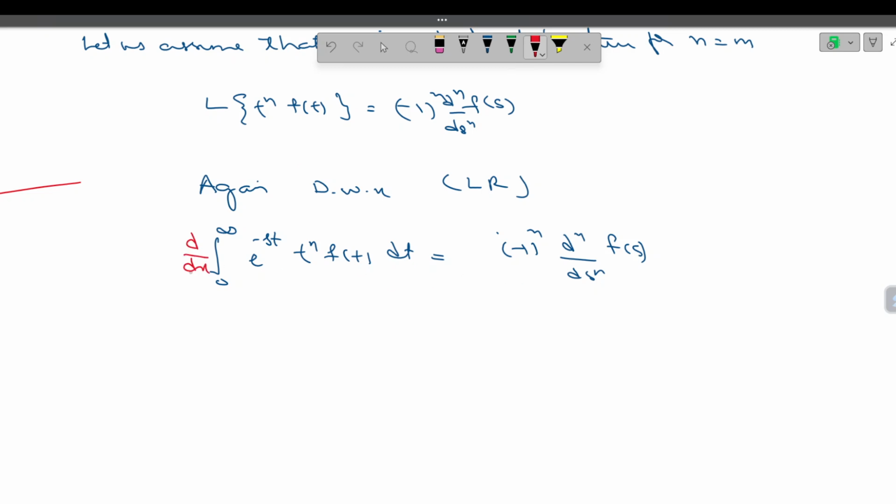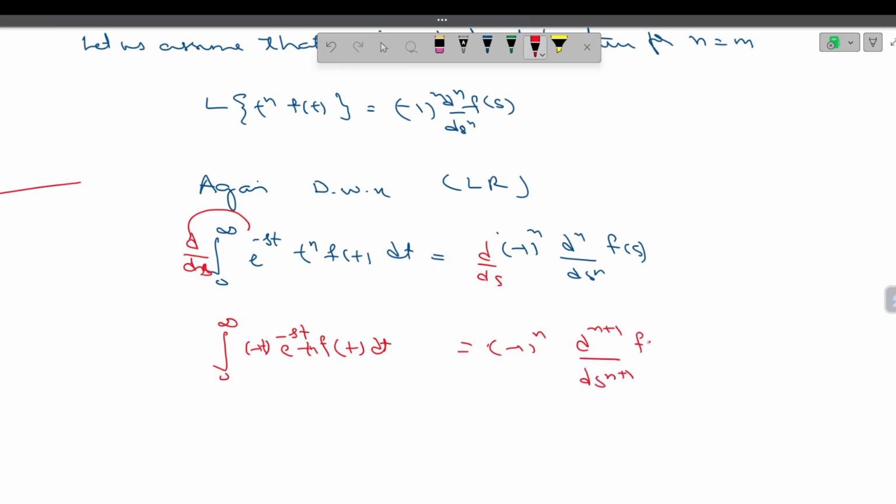So d by dx on one side, here also d by ds. If you take it to this side, if you are differentiating partially with respect to s inside, it becomes e to the power of minus st times minus t, this is not minus 1, minus t, t to the power of n, f of t dt. This will be minus 1 to the power of n. One more is there, so d^(n+1) by ds^(n+1) of f of s.